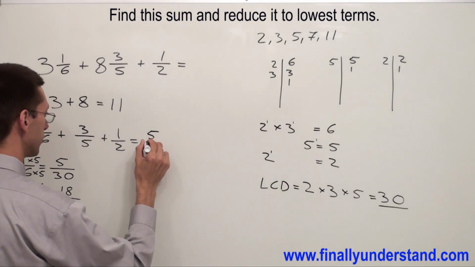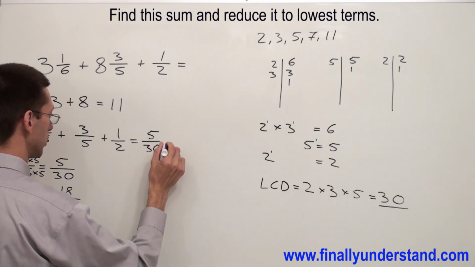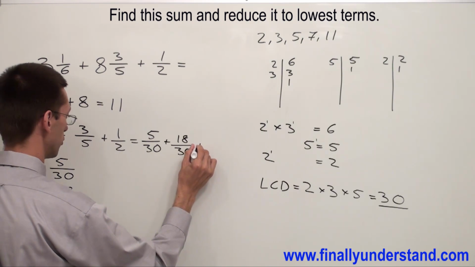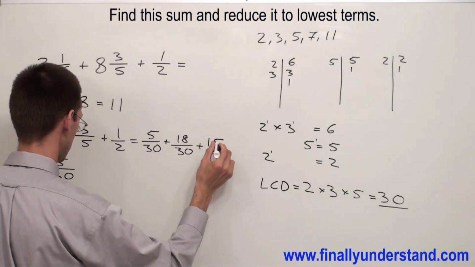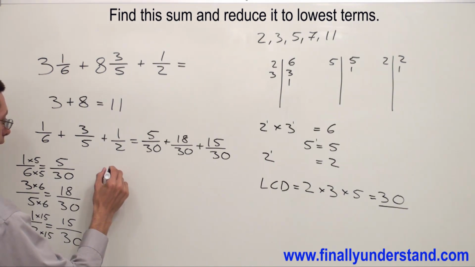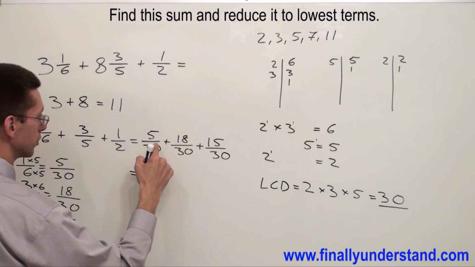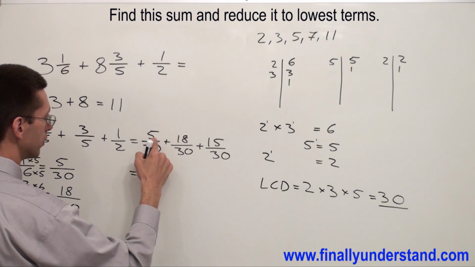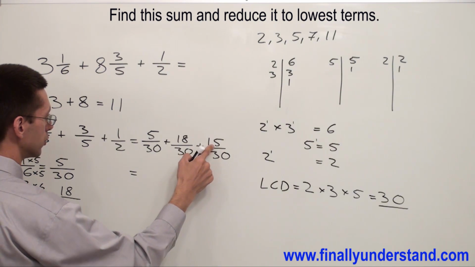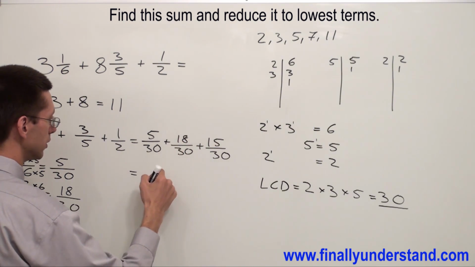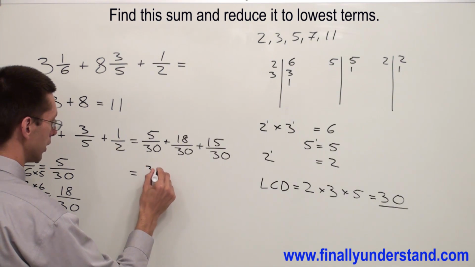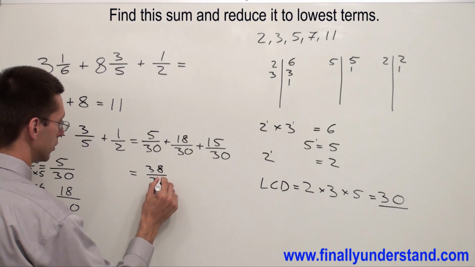I have 5 over 30 plus 18 over 30 plus 15 over 30. I have common denominator, so that's why I can add the numerators. 5 plus 15 gives me 20. 20 plus 18 is going to give me 38. So I have 38 over 30.